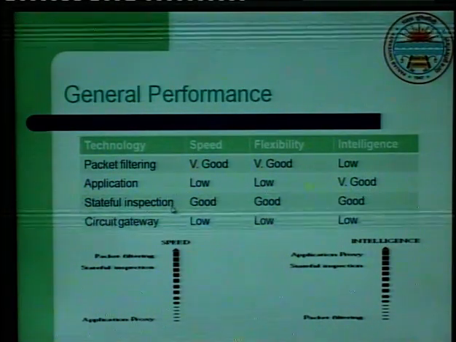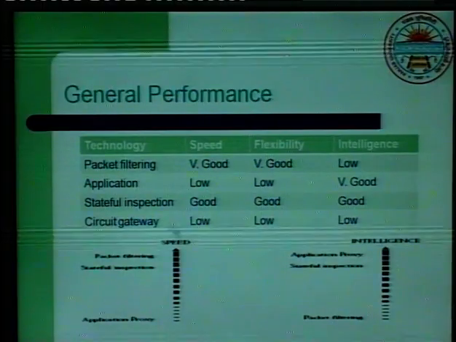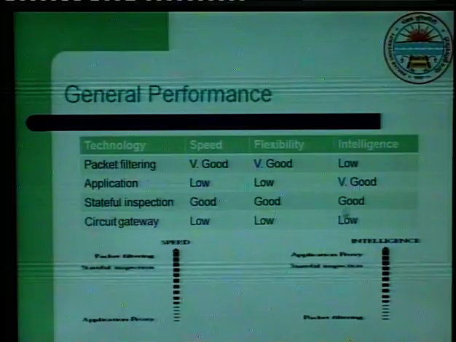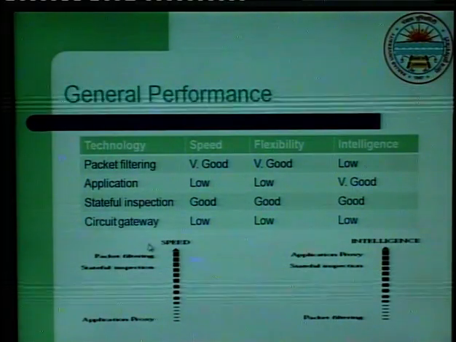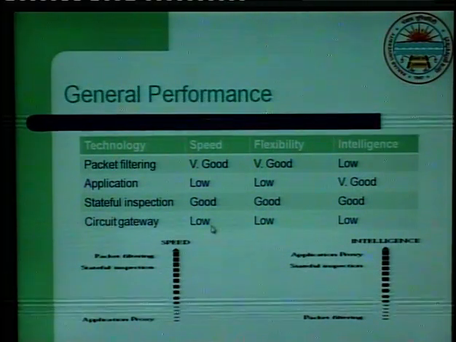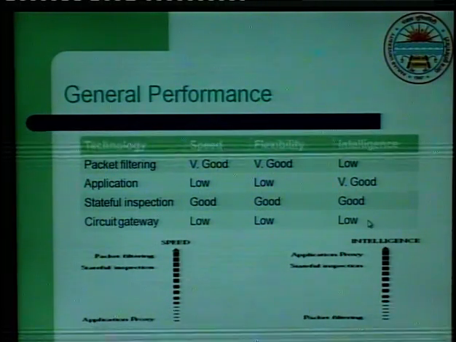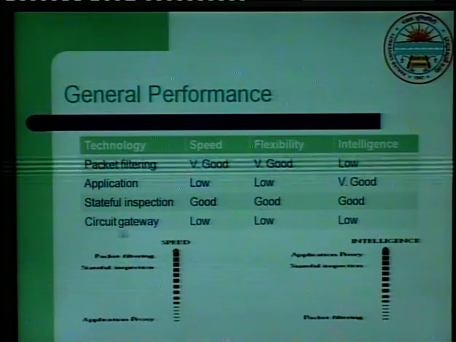Stateful inspection firewalls, because they combine the features of all the three, are good in speed, optimum in flexibility and good in security. And circuit gateways are low in speed, low in flexibility and low in intelligence. That is why they are very rarely used.